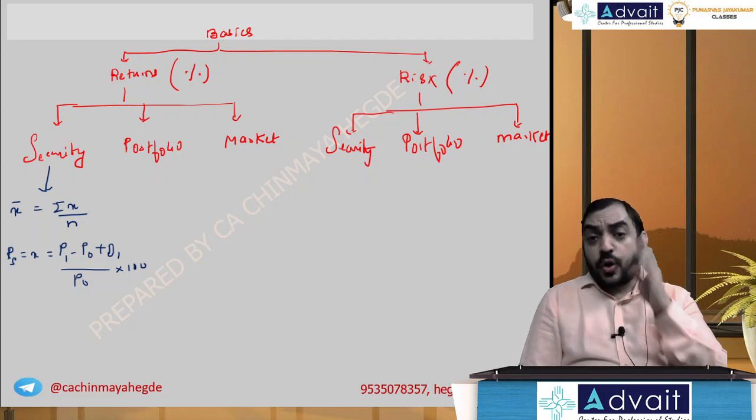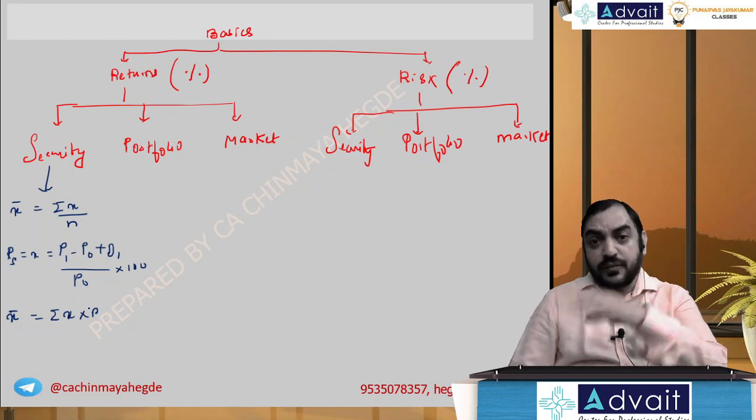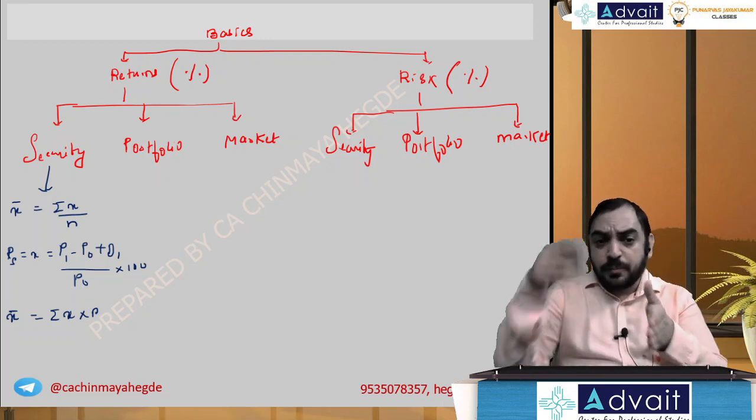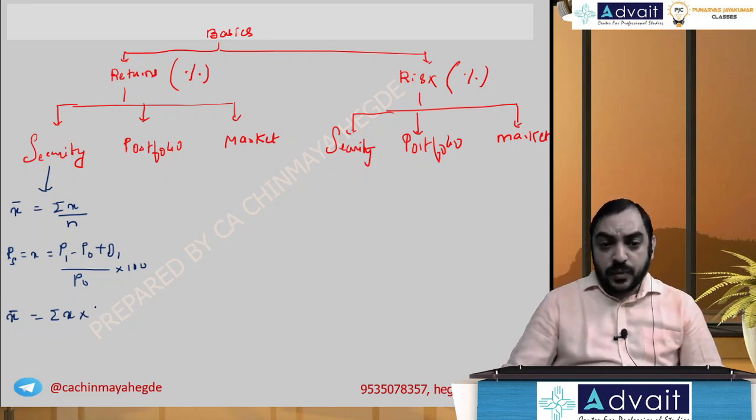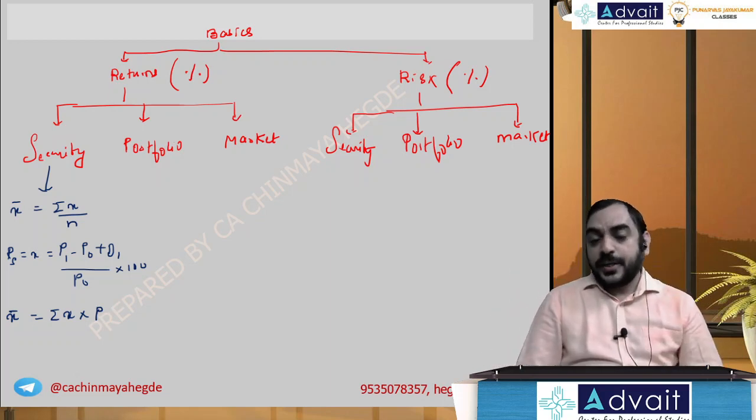And sometimes you will also have probability given. So if the probability is given, x bar is given by summation x into p. We multiply with probability. X value returns, p represents probability. You multiply and do the total, that will give me with probability. This is regarding returns of a security.